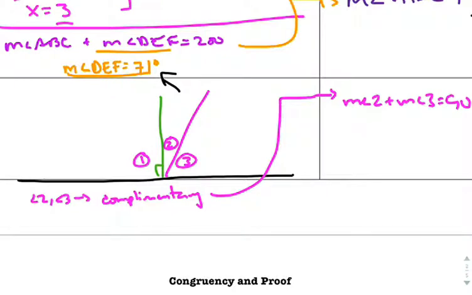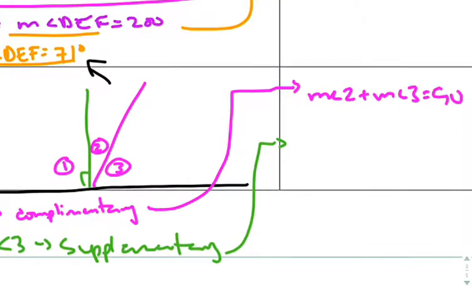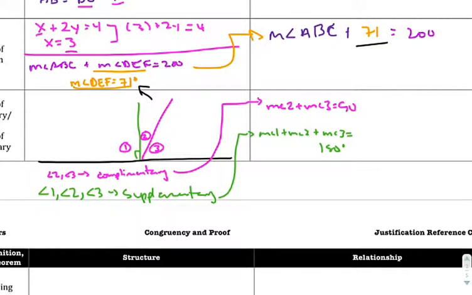Okay. Along those same lines, if I look at angle 1, angle 2, and angle 3 together, those are what we call supplementary. And that's because if I take the measure of angle 1 plus the measure of angle 2 plus the measure of angle 3, that should equal 180 degrees. So complementary refers to 90, supplementary refers to 180 degrees.